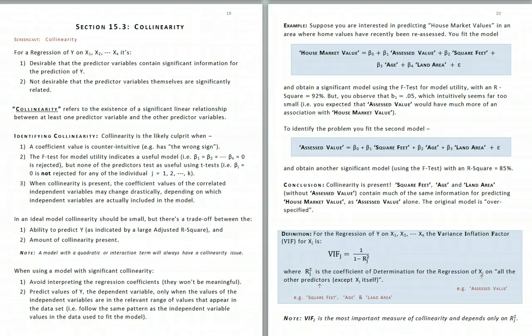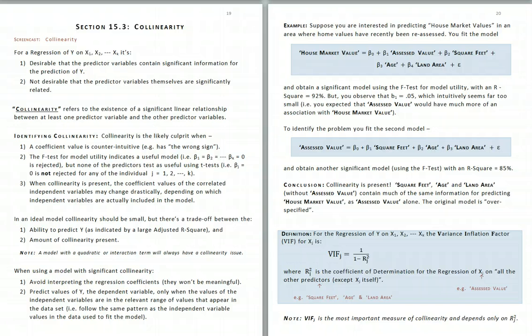The F-test for overall usefulness of the model indicates a useful model, but none of the t-tests indicate a useful independent variable. When an independent variable is removed from the model, the coefficients of the remaining independent variables change drastically. Ideally, collinearity should be small, but there can be a trade-off between the ability to obtain a large adjusted R-squared and the amount of collinearity present.